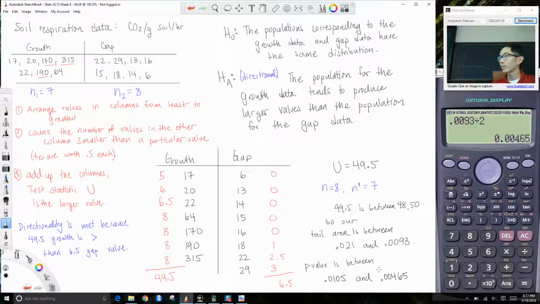So I think we would agree that our p-value is small, and therefore we have evidence to reject the null hypothesis, and we would come to the conclusion that the population for the growth data tends to produce larger values than the population for the gap data.